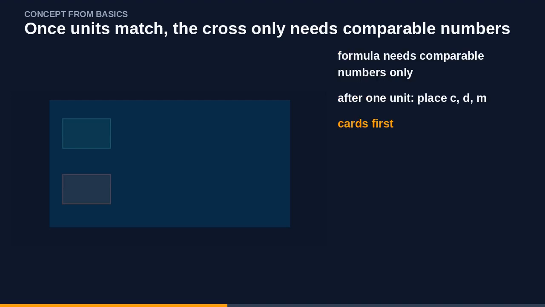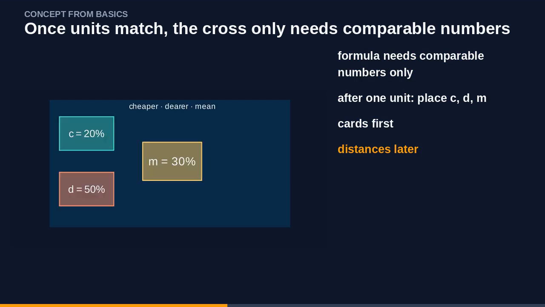Carry the idea forward. The cross formula does not know whether the numbers are rupees or percents. It only needs them comparable. After every ingredient sits in one unit, you may place cheaper C, dearer D, and mean M on the cross scaffold, cards first, no distances yet.